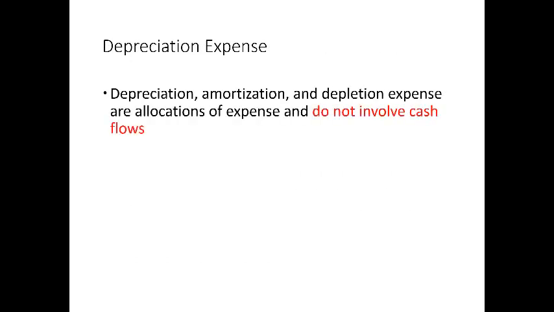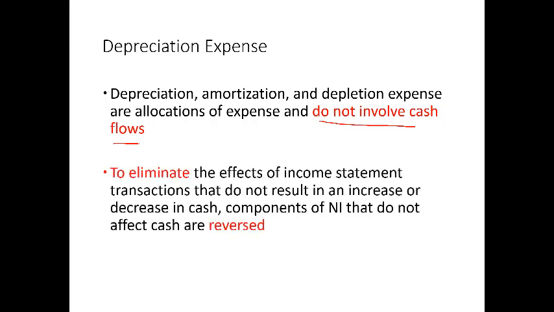So, with depreciation, amortization, and depletion expense, they're expenses that do not involve cash flows. So again, we have to add those back. We're going to eliminate the effect on the income statement of transactions that do not result in an increase or decrease in cash. So these items do not involve cash flows. We need to reverse them.